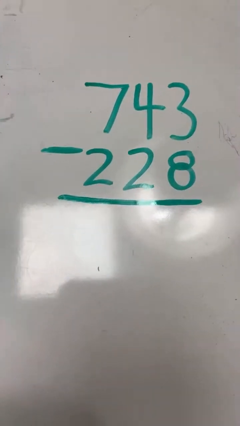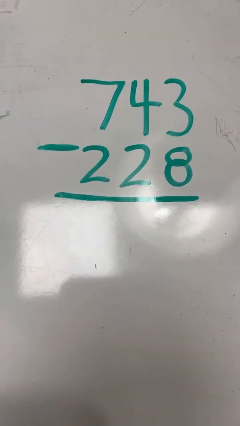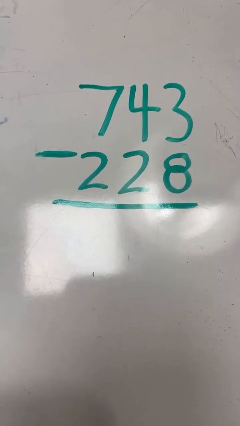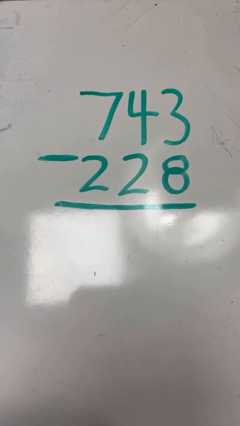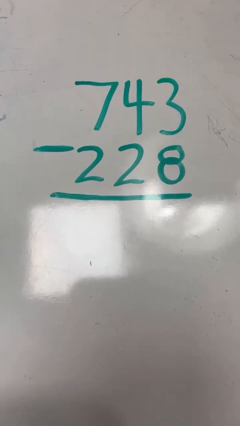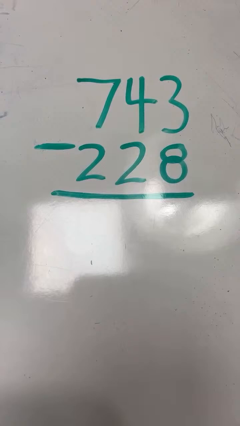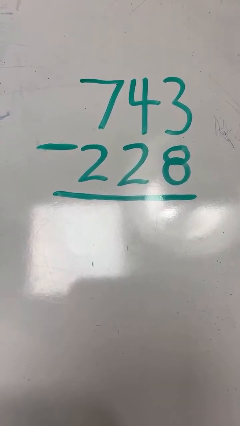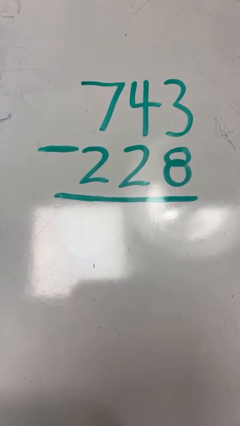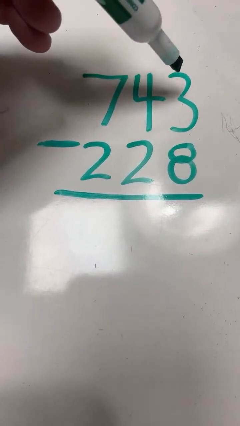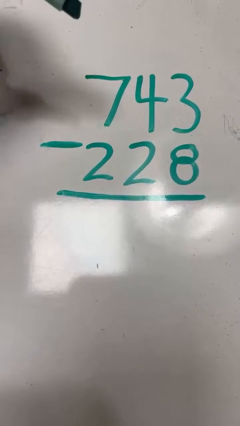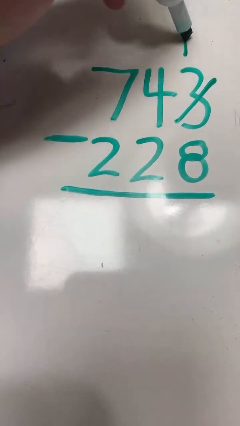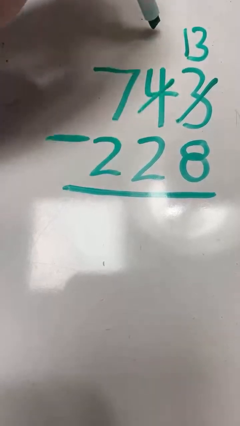All right, next example problem, and possibly the last example problem of the video. 743 minus 228. So we check if regrouping is needed, and it is. In the ones place, you cannot start with 3 and take away 8, so we have to regroup. We have to take a 10 from the tens place. The 3 will become a 13, and that 4 will become a 3.